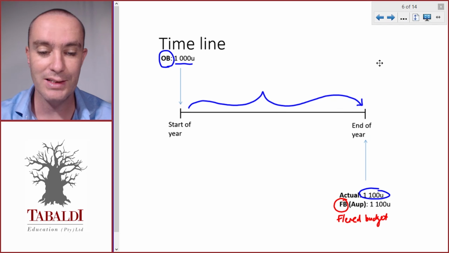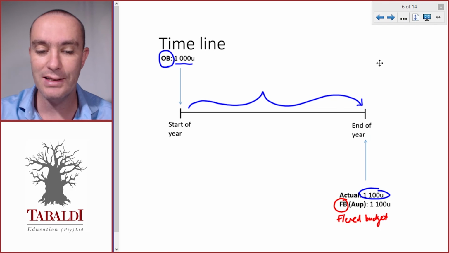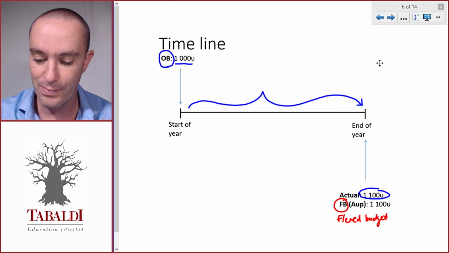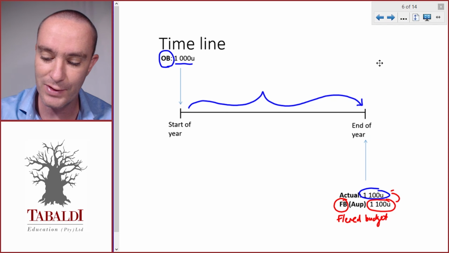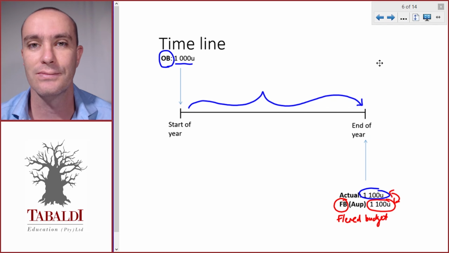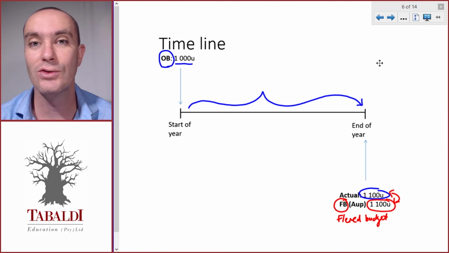So what does flexing the budget mean? It means restating the budget, but taking into account the actual units produced. And then that makes the figures comparable, the budget and the actual. So we'll look next at how to flex the budget.